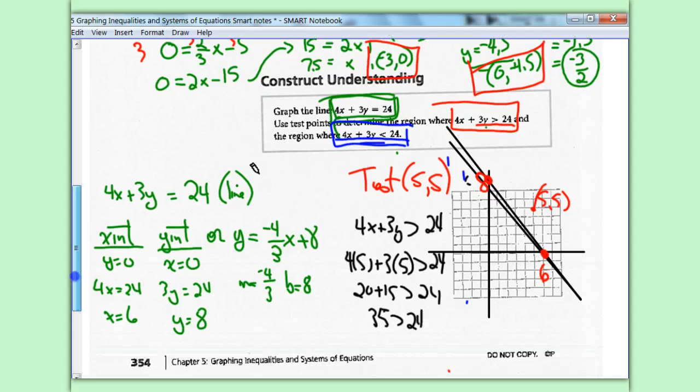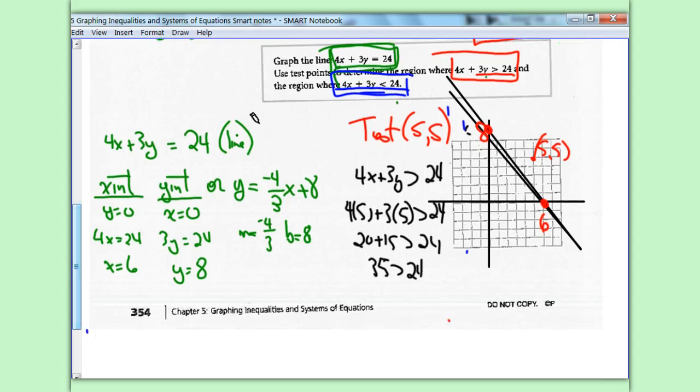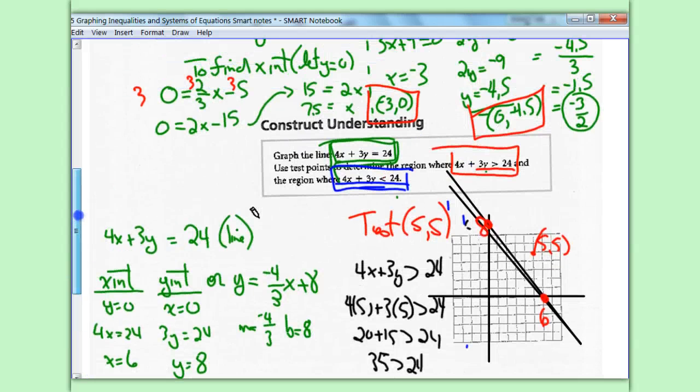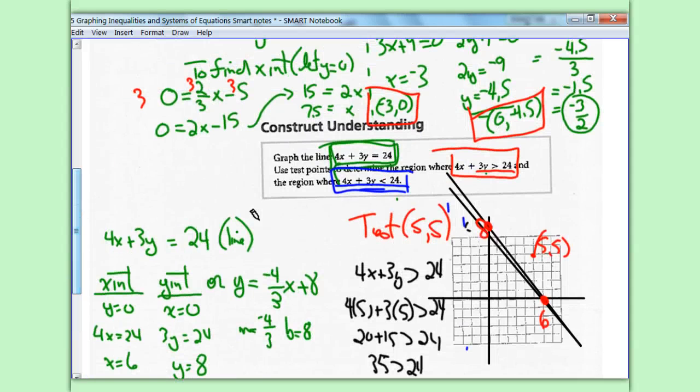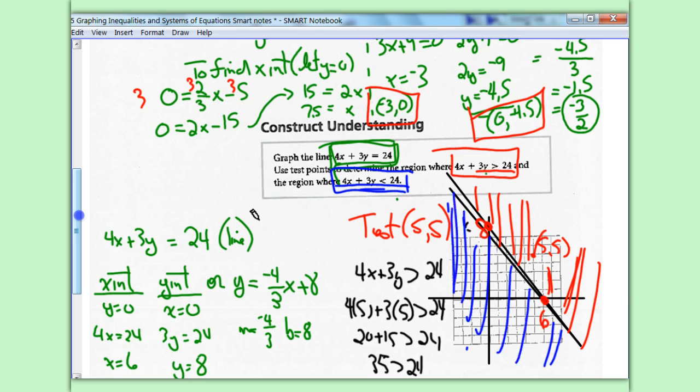And the answer is, it is true. Therefore, it fits the red equation. It fits the greater than, so I should shade this red. This part should be red because it satisfies. And if that's the case, do I need to test the other side? No, because clearly the other side is the blue side. This satisfies less than 24.